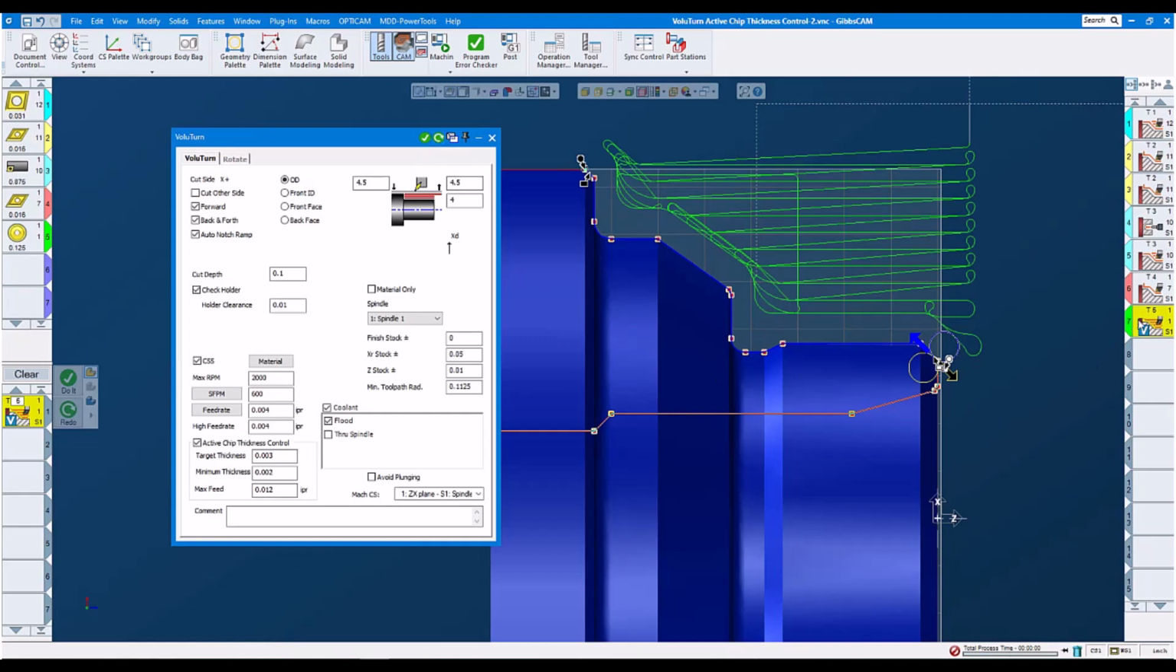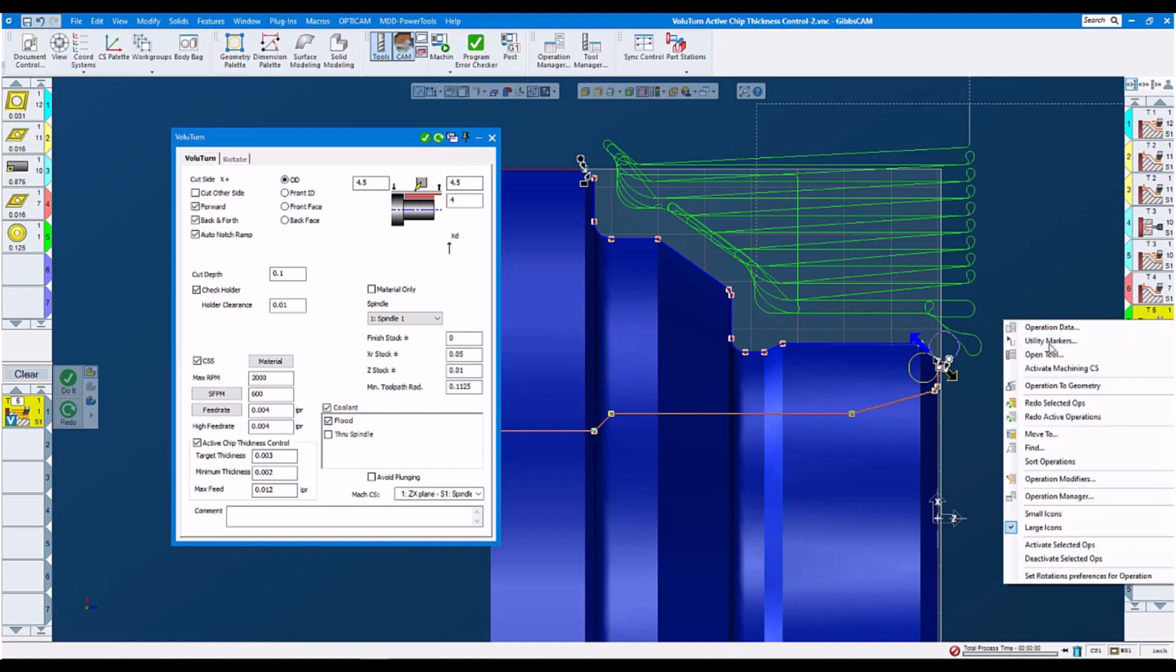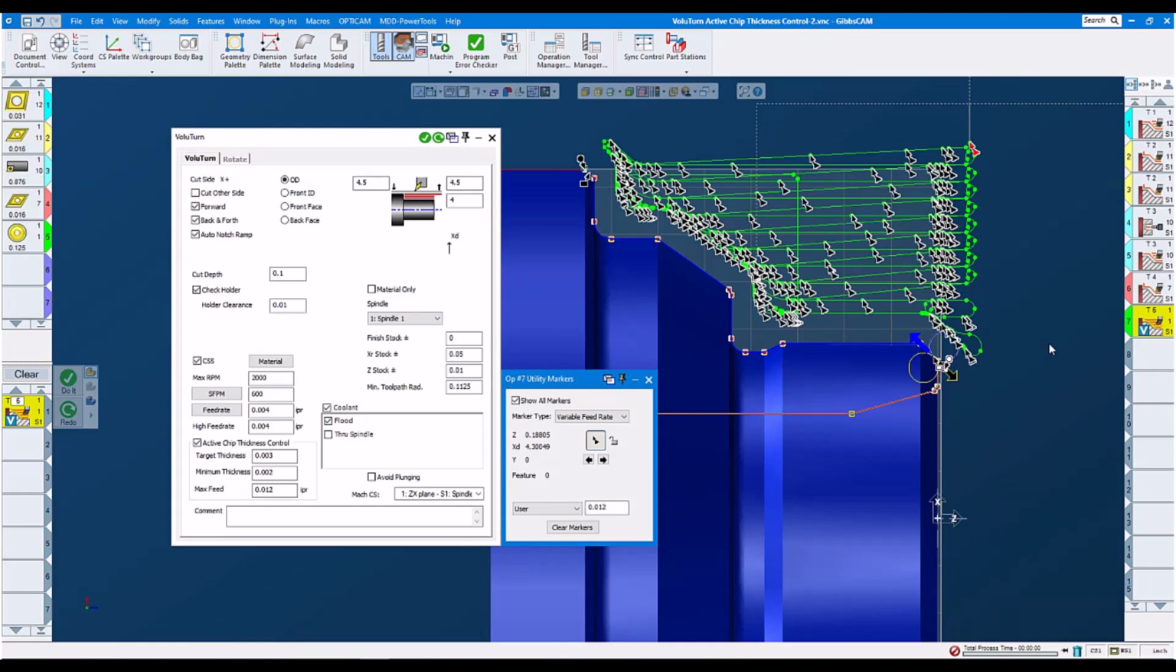You will see our toolpath again. And now if we look at our utility markers again, we see feed rate markers all over the place to maintain variable feed rate with active chip thickness control, so the constant chip thickness is maintained.